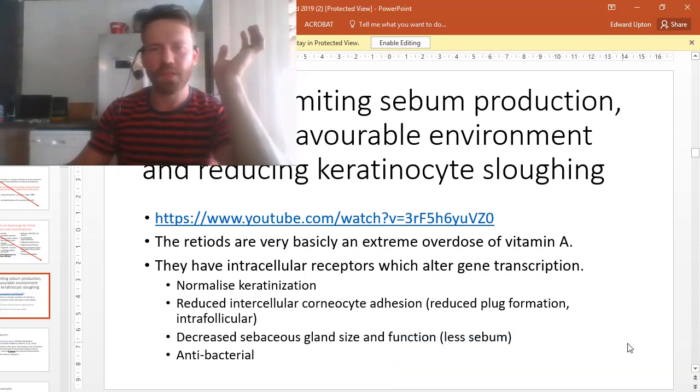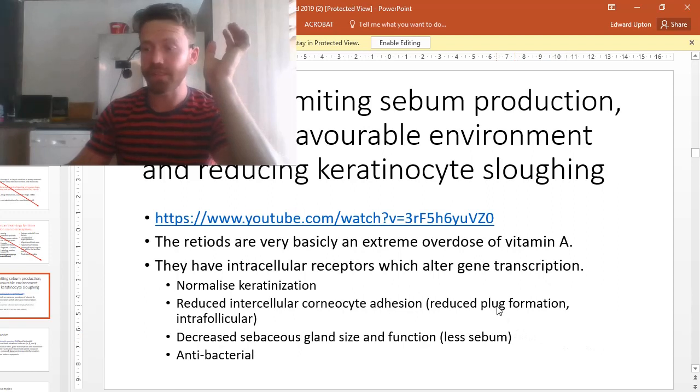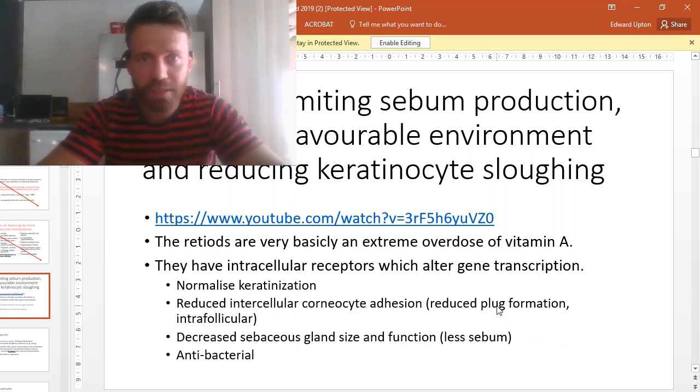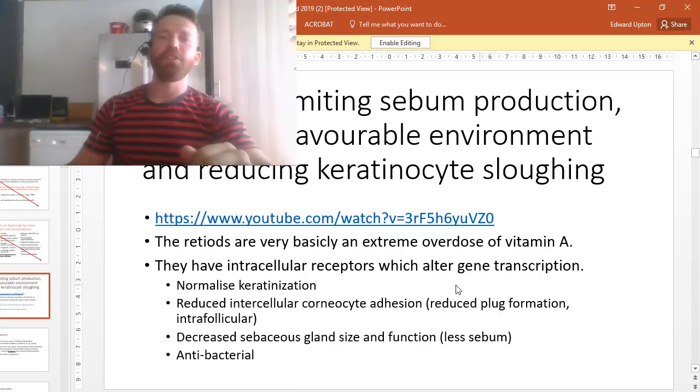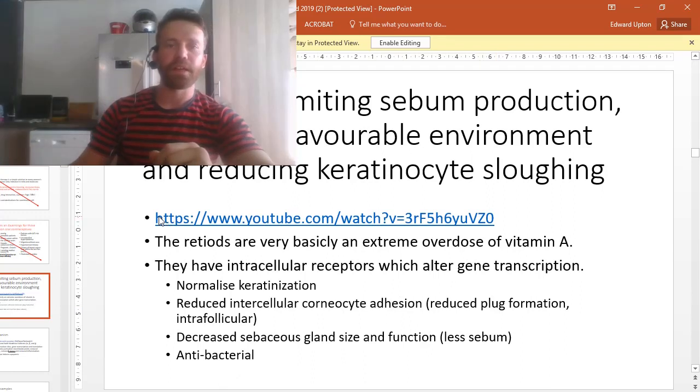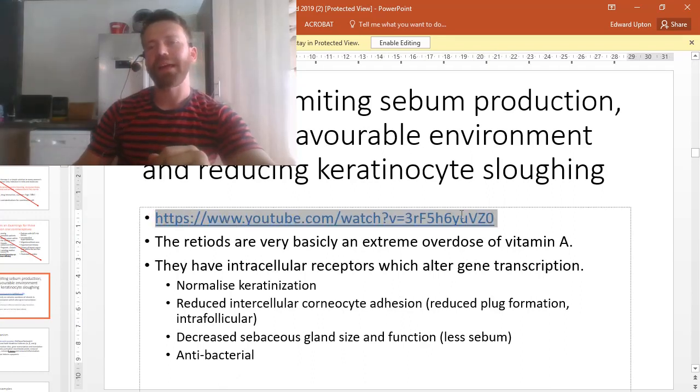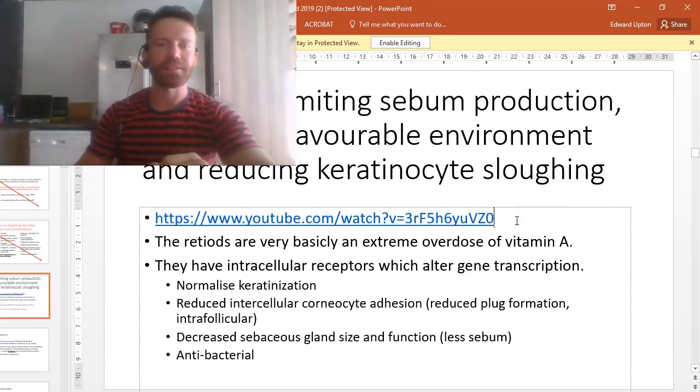So the retinoids themselves are a very, very unique set of drugs. Nowhere else do they really fit in. We only use them for skin conditions, so psoriasis mostly, and acne. Very weird that it actually works so well in psoriasis, but it does. I have a little YouTube link in your slideshow for you, and this YouTube link gives you an example of how retinoic acid actually works and where the retinoic acid receptor is.